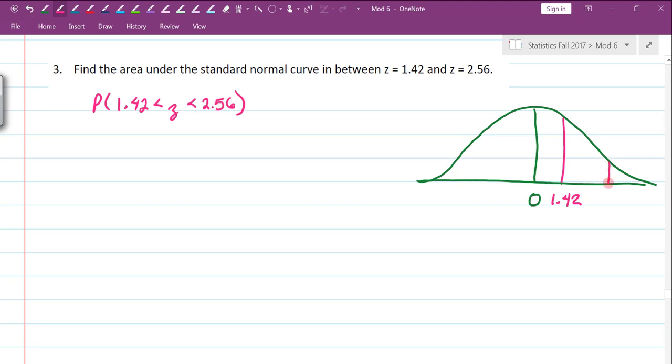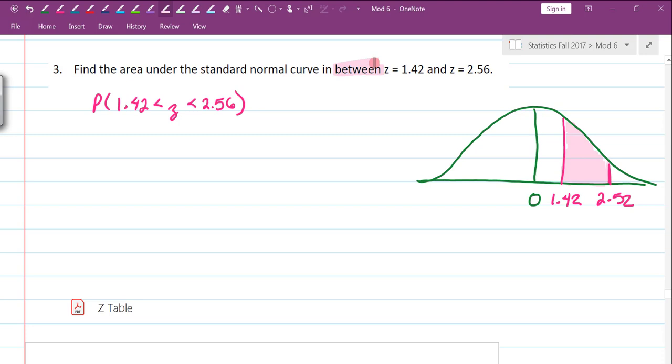Now, why am I writing them this far apart? I'll tell you why. So that you can see legibly what I'm writing down here, okay? Obviously the 1.42 would be more over here, but because I want you to be able to read my writing, I'm spreading them apart more. So we've drawn a picture of what we're looking for, and we're going to highlight the area of interest. We're looking for this area between these 2 points. As it says, find the area under the standard normal curve between those 2 points. So that's how we know what we're looking for.